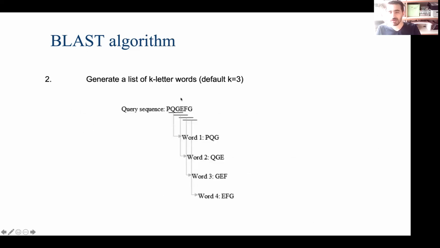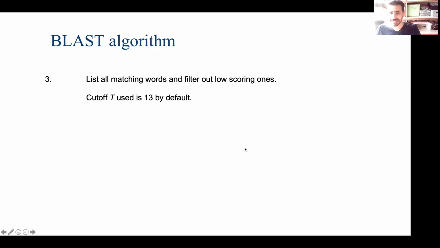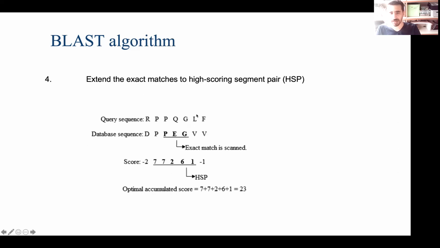And after that, for each 3-word possibility, for example, if K is 3, though K can be more than 3, what are the possibilities? Word 1 is P, Q, G. Word 2 is Q, G, E, and so on and so forth. So after you have this list, you search for the words in the database, right? Generally, 13 is used by default.